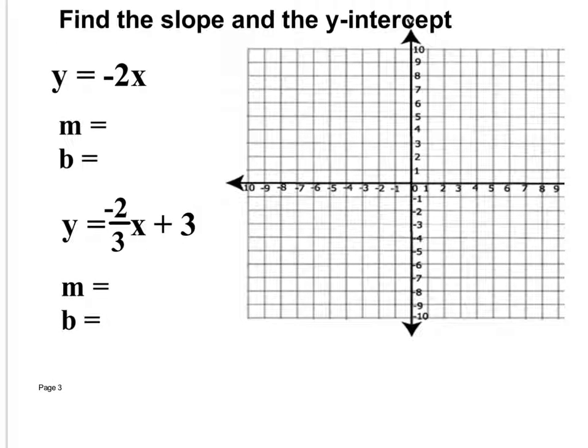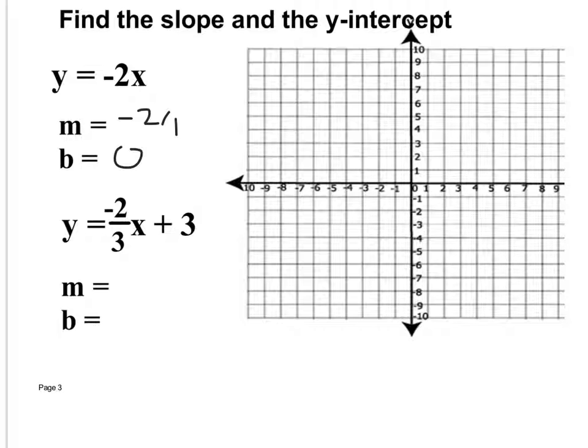Alright, write down y equals negative 2x, m equals, b equals, and write down y equals negative 2/3 x plus 3. The first one says y equals negative 2x. So Alan, what would be my m? Negative 2. Which if I wanted to write that as a fraction, what would I write? Negative 2 over 1, good. Ben, what would be my b? 0. If there's not a plus a number, if there's not minus a number, then it's 0.